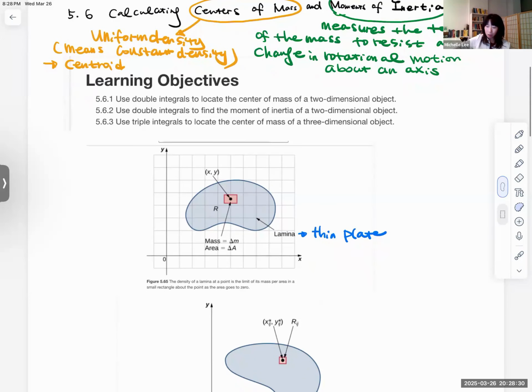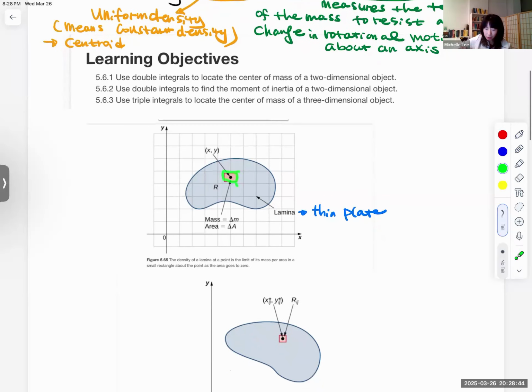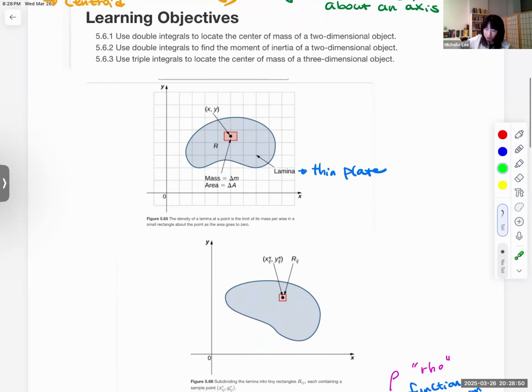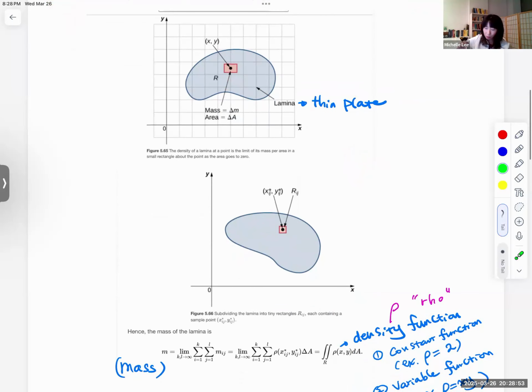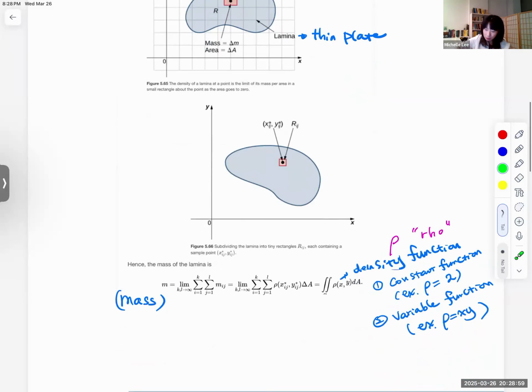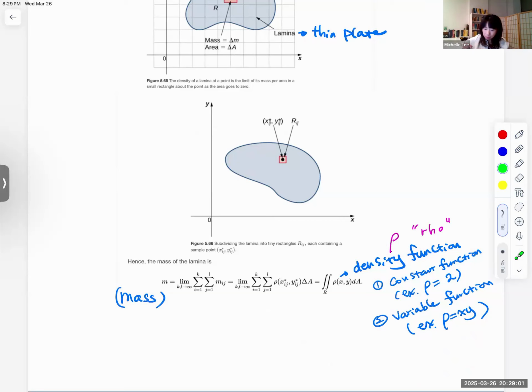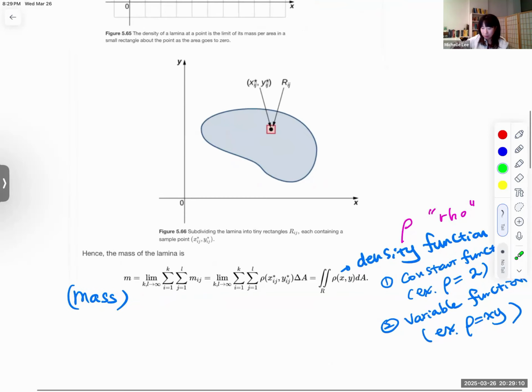So we have a lamina, a thin plate. We take all the rectangles here, and then we take one small rectangle there. We call this the mass. Then we subdivide that rectangle into strips, and then we take the Riemann sum. Then, ta-da, we have the formula, right?